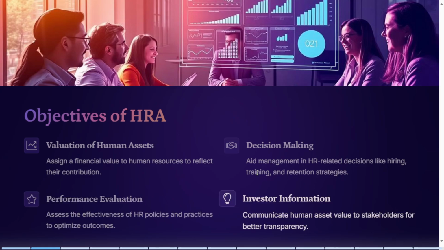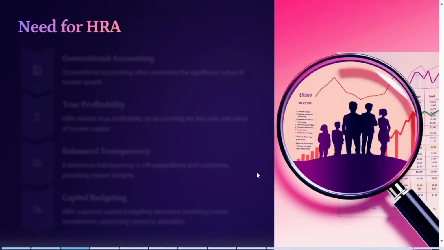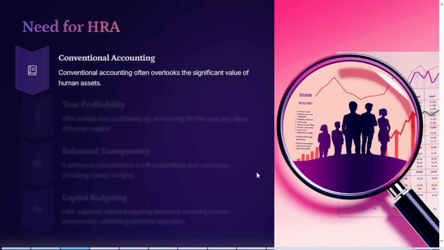The fourth, investor information. Stakeholders and investors want transparency. They want to know the true value of the company, including its human capital. Why is it so important? The need for HRA. Here is the problem with conventional accounting: it completely ignores the value of human assets.